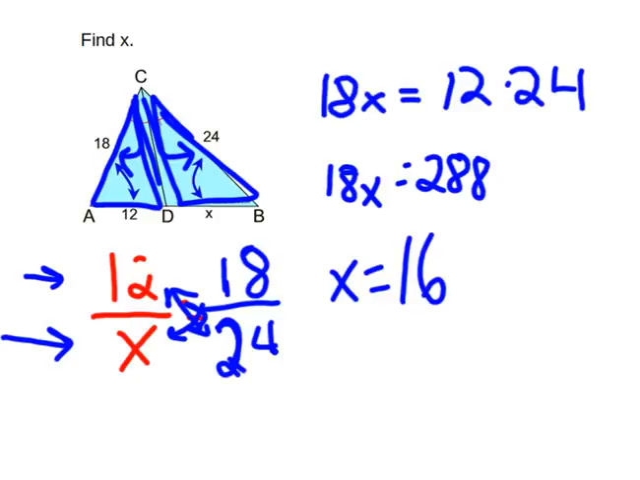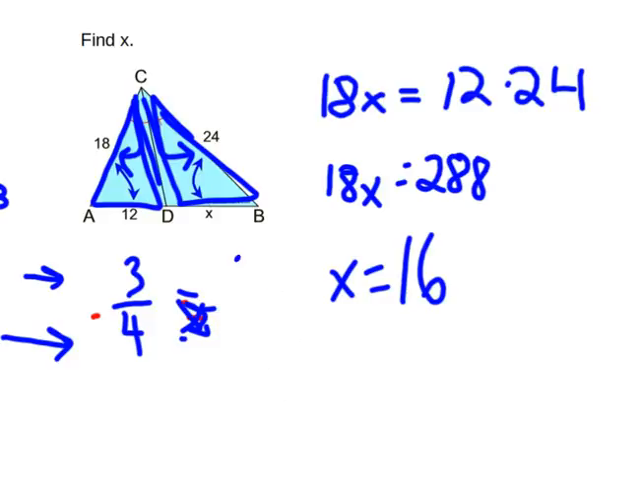We can come back now and check that. If I plug in 16 for x down here, I've got 12 over 16 should be equal to 18 over 24. And if I check that, 12 over 16 reduces to 3 over 4, and 18 over 24 also reduces down to 3 over 4. So we can see I've got an equivalent ratio here. That's what I can use my angle bisector to solve.